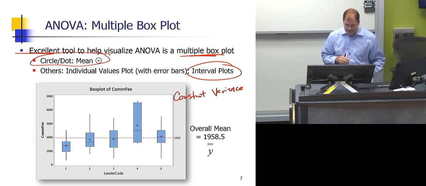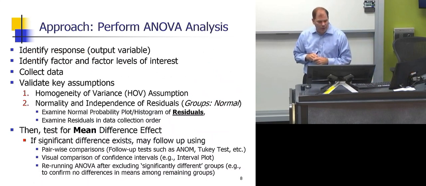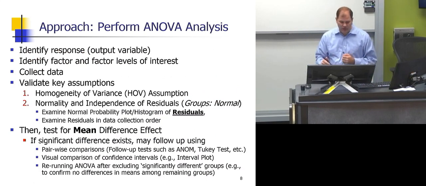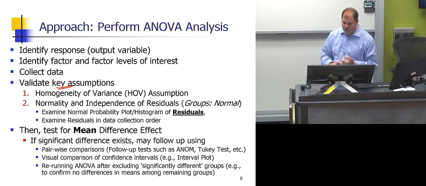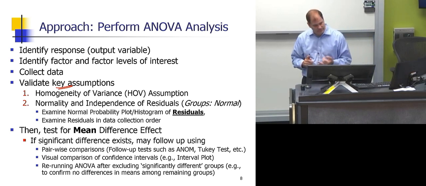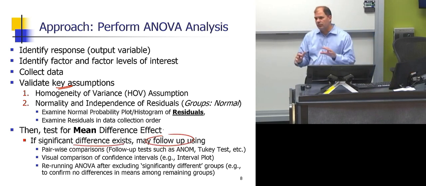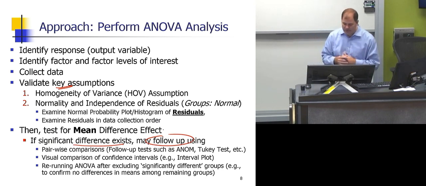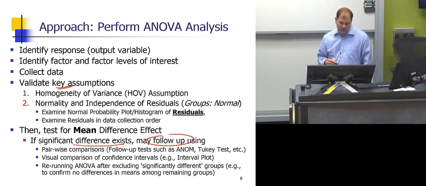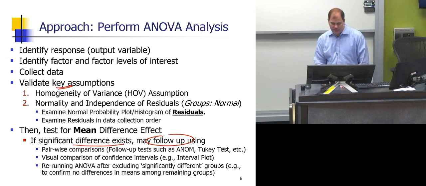which we will. All right, to do an ANOVA analysis, we're going to test our assumptions, of which there are 2 main assumptions. And then we're going to look for a mean difference. And if a mean difference exists, then we'll follow up. We'll either do pairwise comparisons or some visual analysis, or in some cases we may rerun our ANOVA testing for differences. Show all that coming up.